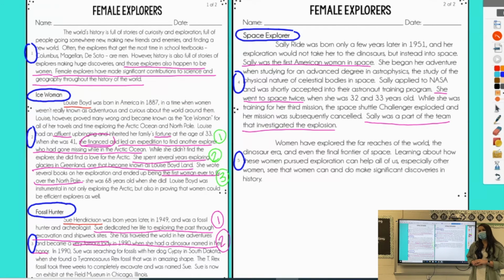Also, I think that's a little bit young to be going to space. And how old was she? 33 and 32. Yeah, that is pretty young. So she started early in her career.